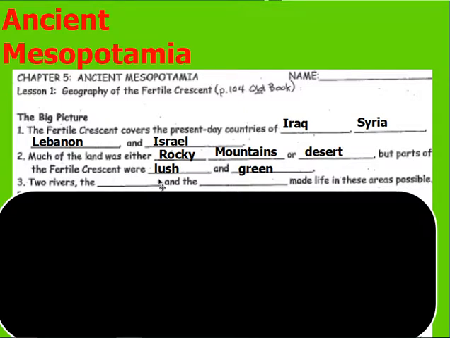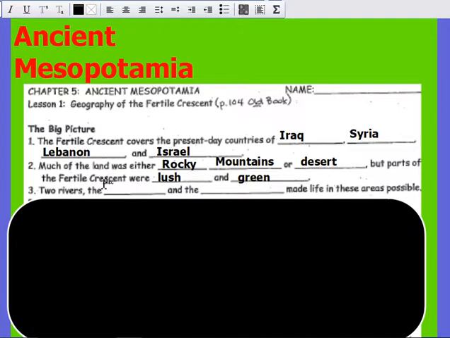It was called the Fertile Crescent because in between the 2 rivers there was nice, good, rich soil, or silt, in which they could grow their crops. There were 2 rivers, and you should know this from the map that you did: the Tigris and the Euphrates, that made life in these areas possible. So we should have questions 1, 2, and 3 now completed.